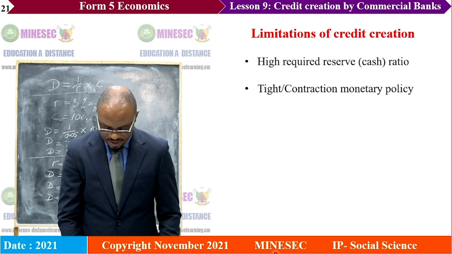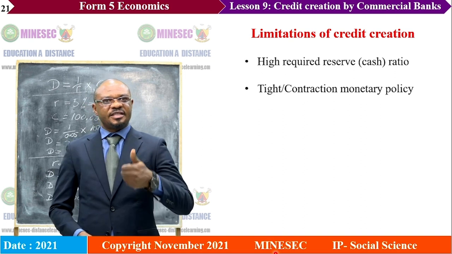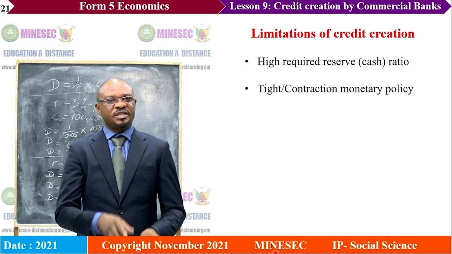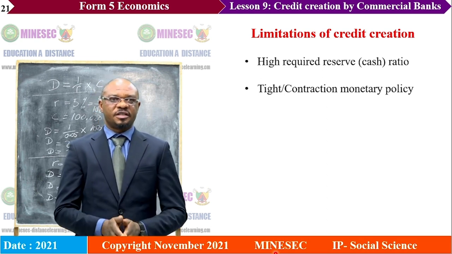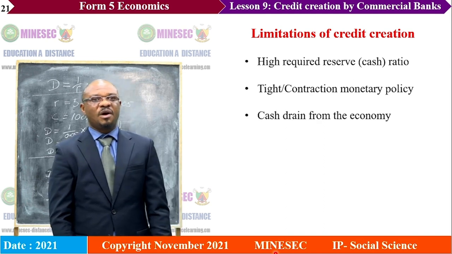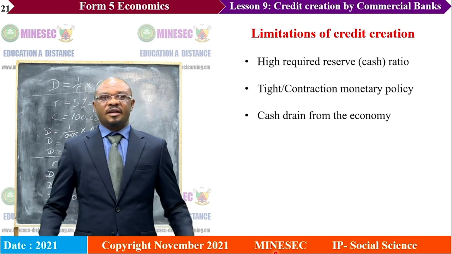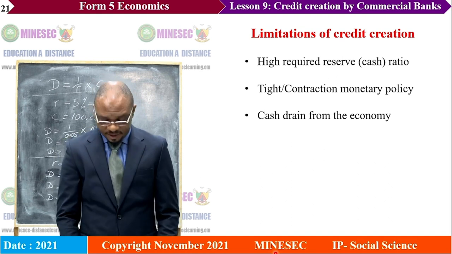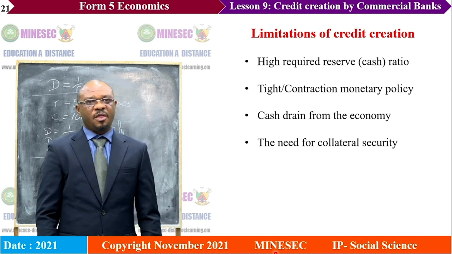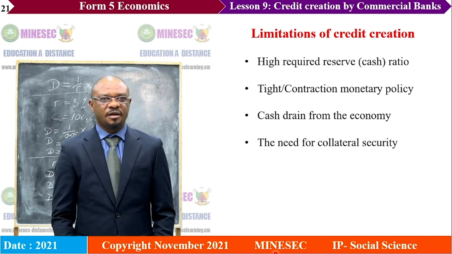Another factor that will limit the ability of banks to create credit is tight or contractionary monetary policy. That's monetary policy aimed at reducing the supply of money. When the supply of money reduces, credit creation is limited because interest rates increase and discourage borrowing. Again, we have cash drain from the economy. So if people borrow money and take the money out of the economy, then credit creation will be limited, because banks will not have enough liquidity to give out as loans when people come for loans. And then the next factor is the need for collateral security.